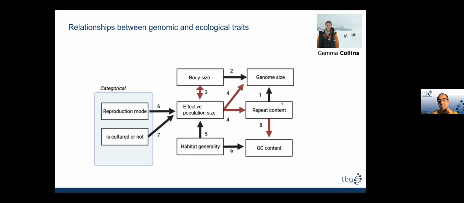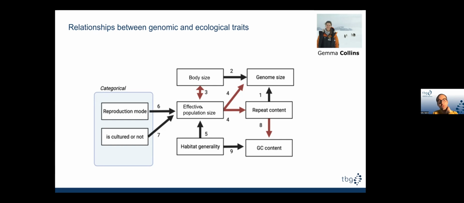One important expectation, and I start here with arrow 1, basically connects repeat content to genome size. We expect that repeat content is one of the most important factors driving genome size. So we expect a strong positive correlation here. Body size, at least under some assumptions, should also influence genome size positively, because very often body size is related to larger cell size, and cell size is very often related to a larger genome size. This holds true for some organisms, but not for everything. This is something we know from previous works.